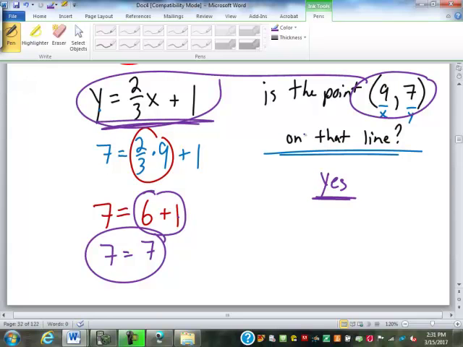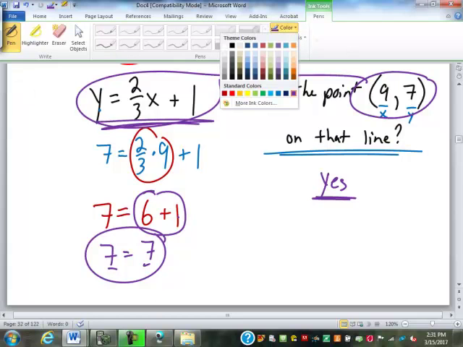So that's all we needed to do there, was see if we get the same number on both sides of the equation when we put that point in.